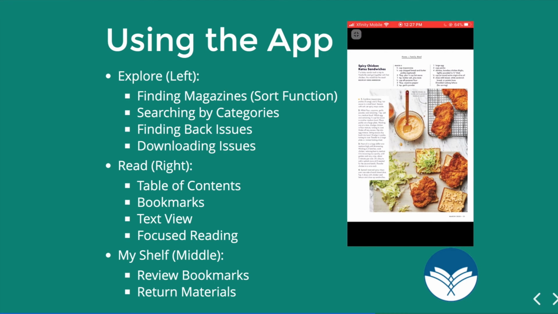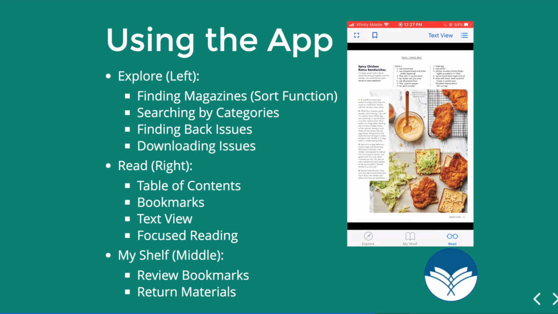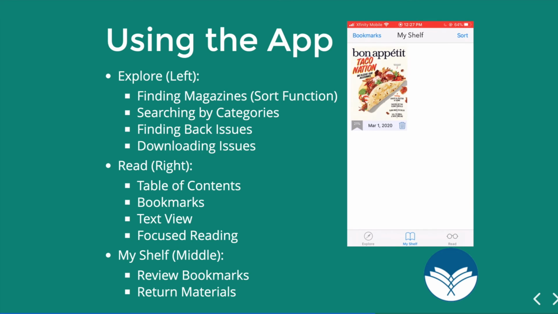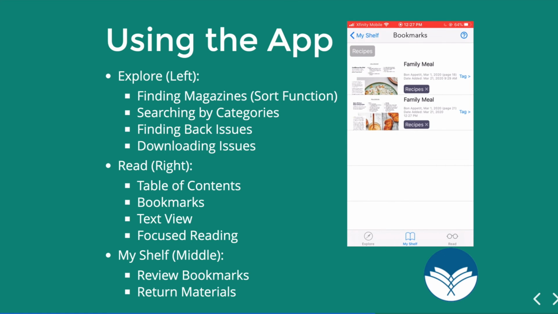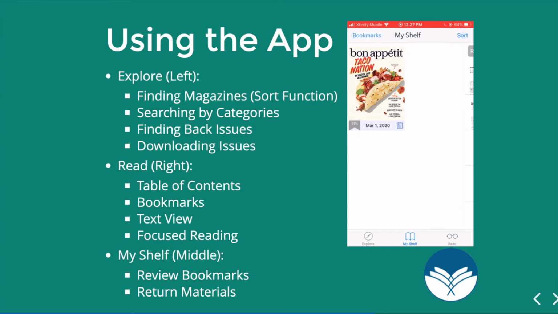Now when I go to my shelf, I can review the bookmarks that I currently created. I have the bookmarks here, and I can see that I have 2 bookmarks that are currently saved pertaining to recipes. Another thing that I can do on my shelf is select the trash can button. When I do that, it'll give me the option to delete the issue. If I hit delete, it'll send it back to the collection.